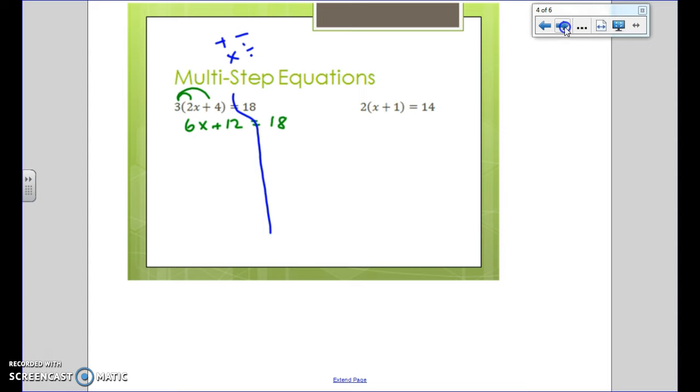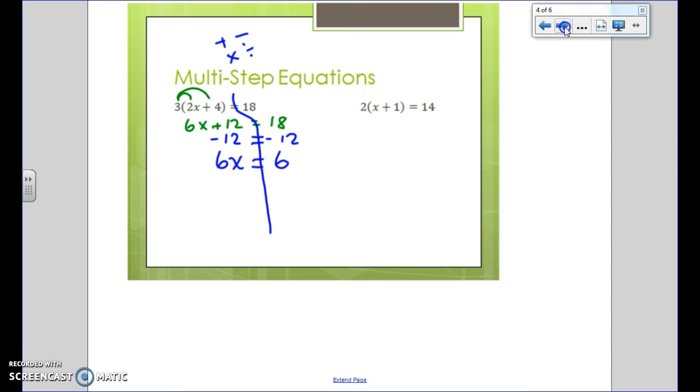We need to figure out how much x is worth for it to stay balanced. And so if I subtract 12 from one side of the balance, I can also subtract 12 from the other side, and I know it'll stay balanced. But I have to make sure I subtract from both sides. All right. I know that 12 and negative 12 add to 0, or 12 minus 12 is 0, leaving me with just the 6x. On the right-hand side, I have 18 minus 12, which is 6.